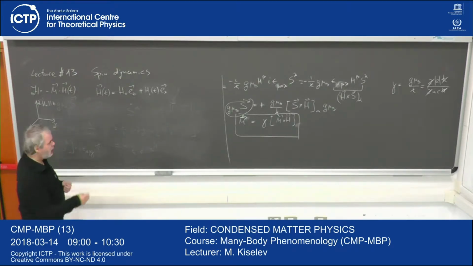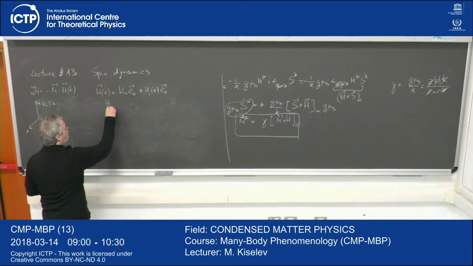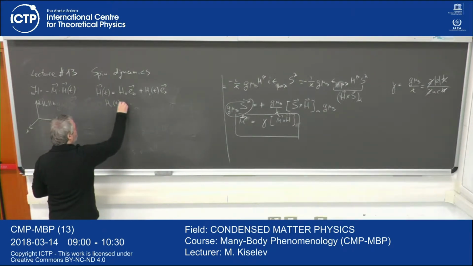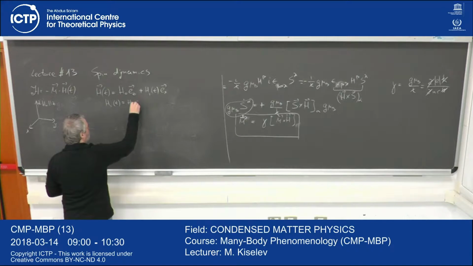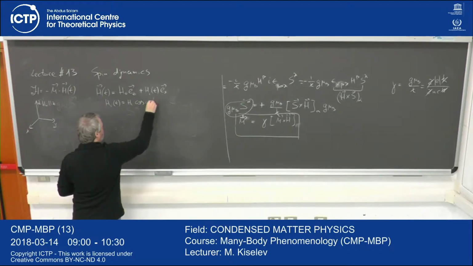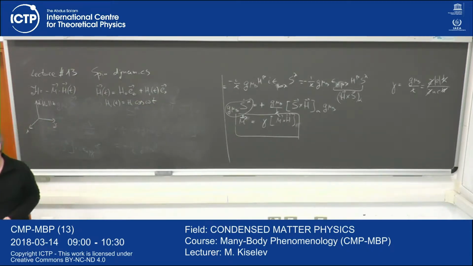As an example, I will consider harmonic field h1(t) equal to h1 cosine omega t, just to demonstrate to you how the method works.